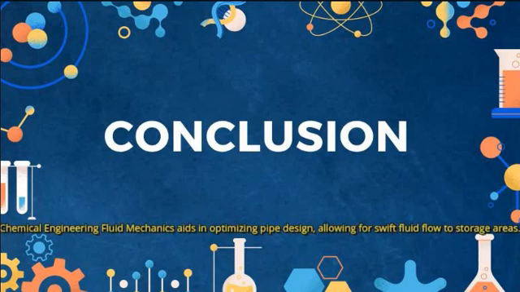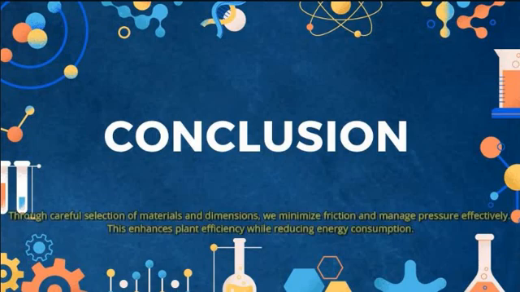Chemical engineering fluid mechanics aids in optimizing pipe design, allowing for swift fluid flow to storage areas. Through careful selection of materials and dimensions, we minimize friction and manage pressure effectively. This enhances plant design while reducing energy consumption.